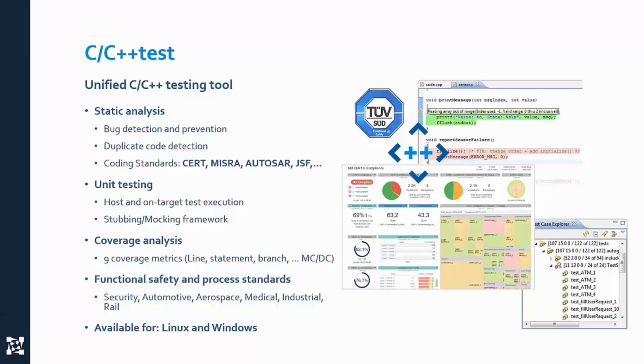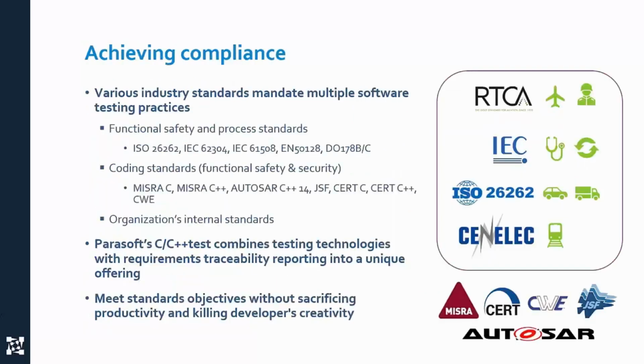With this combination of testing technologies, Parasoft C++test is a great product to help you not only with creating high-quality C++ source code, but also to achieve compliance with various industry standards. Standards such as ISO 26262, IEC 61508, or IEC 62304, they recommend or mandate many testing methods and objectives. Satisfying those requirements with disparate code testing tools can be a real nightmare.